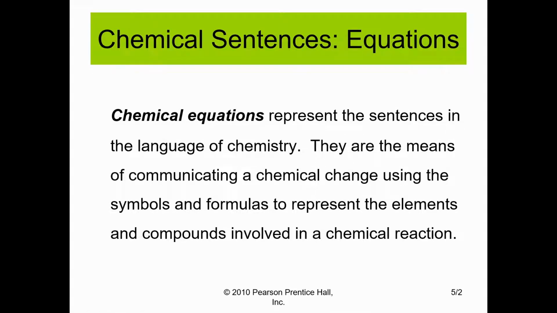A chemical reaction can be summed up with an equation. A chemical equation represents the sentences in the language of chemistry. When one molecule has the bond between its atoms break and a new bond form between other atoms, this is an example of a chemical reaction. In order for us to display these changes, we use chemical equations to communicate this chemical change using symbols and formulas that represent the elements and compounds involved in the reaction.